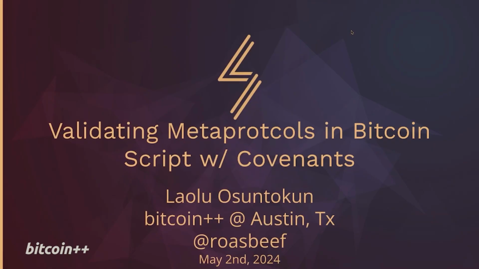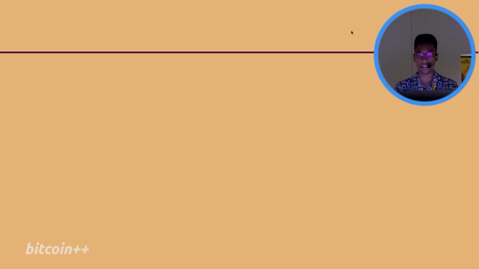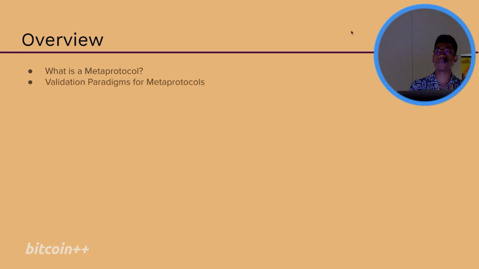I'm going to talk about basically validating metaprotocols on Bitcoin with script with governance, and we'll get into some of these definitions as we go along. So first, what's a metaprotocol? What are some of the validation paradigms, in terms of, if something is known explicitly within Bitcoin, how are clients actually understanding what the protocol is and arriving at some sort of consensus state?